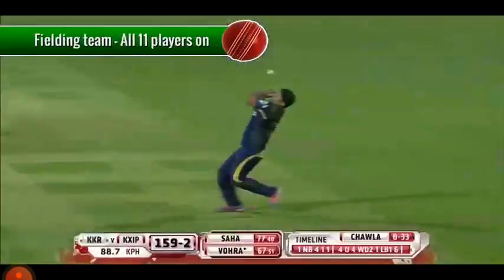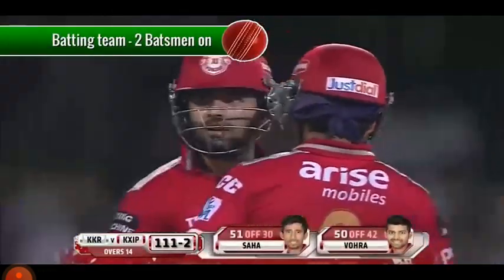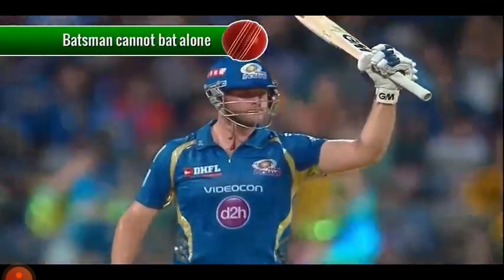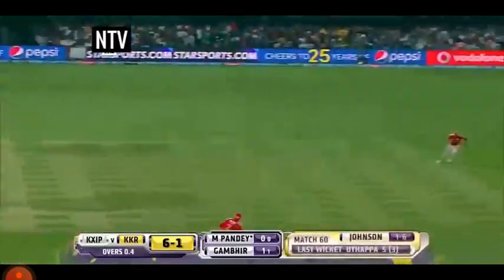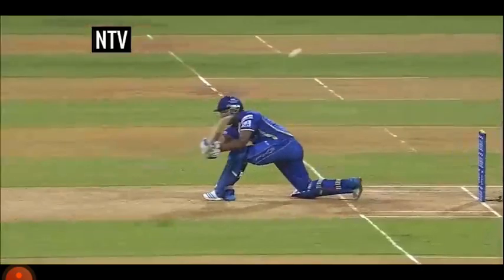The fielding team will put all 11 players on the field, whilst the batting team will send out 2 batsmen. Batsmen always work in pairs, and a batsman cannot bat alone. The batsman's job is to score runs and defend their wickets. These wickets are 3 wooden stumps with 2 wooden bails resting on top of them. They try and hit the ball away from the wickets and run to their partner's crease.